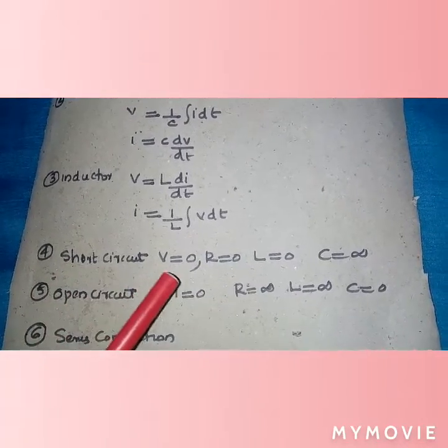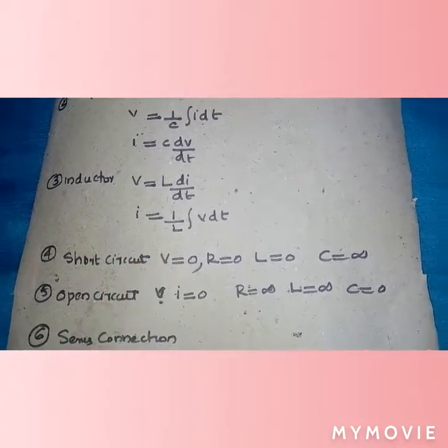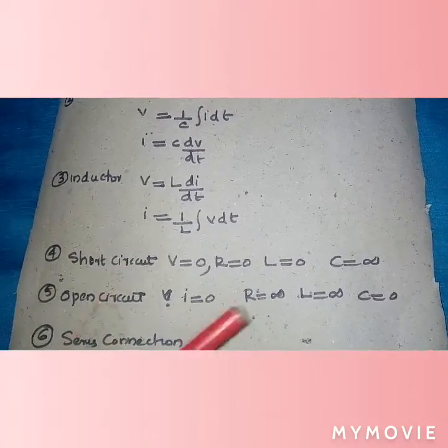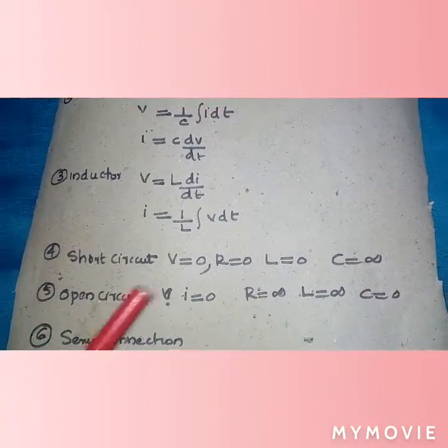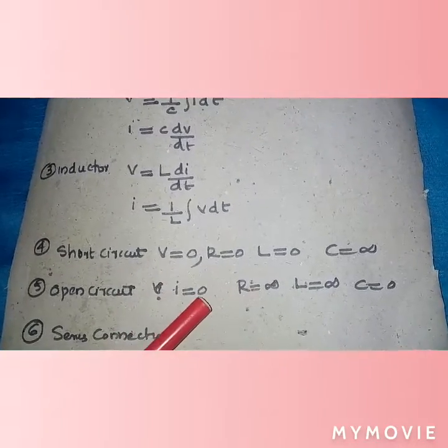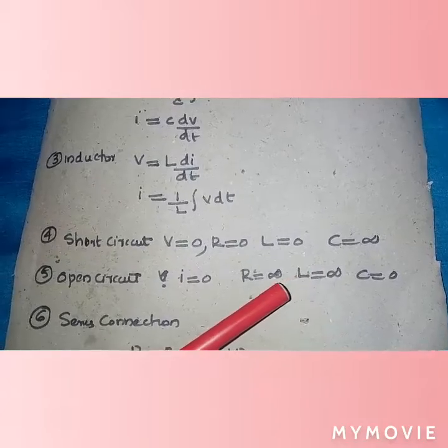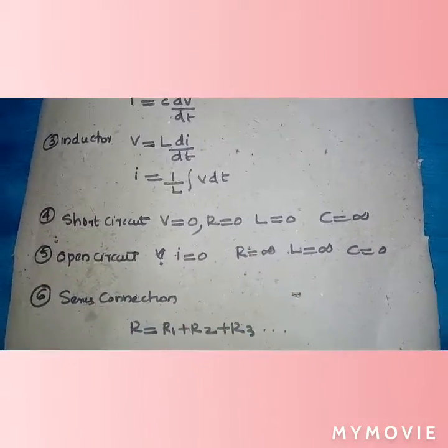Short circuited means V is equal to 0. In V is equal to 0, resistance is equal to 0, inductance is equal to 0, capacitance is equal to infinity. For open circuited means current is equal to 0, in which resistance is equal to infinity, inductance is equal to infinity, capacitance is equal to 0.